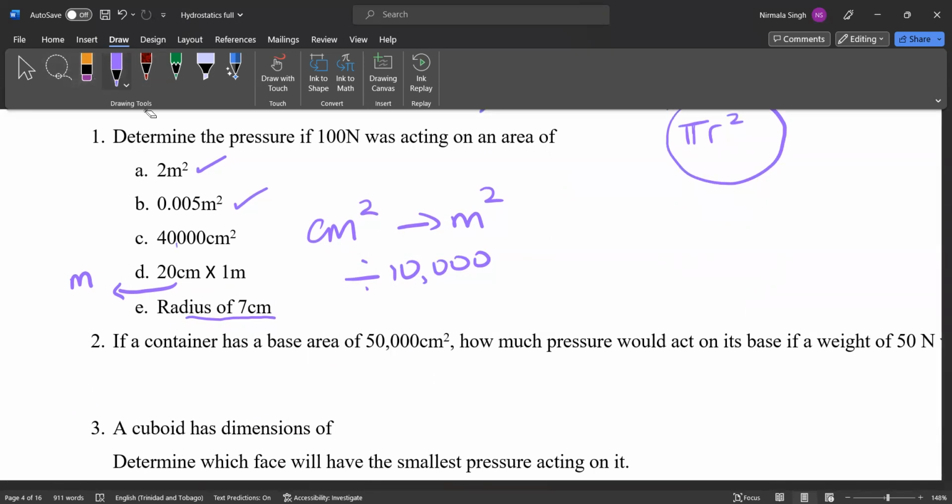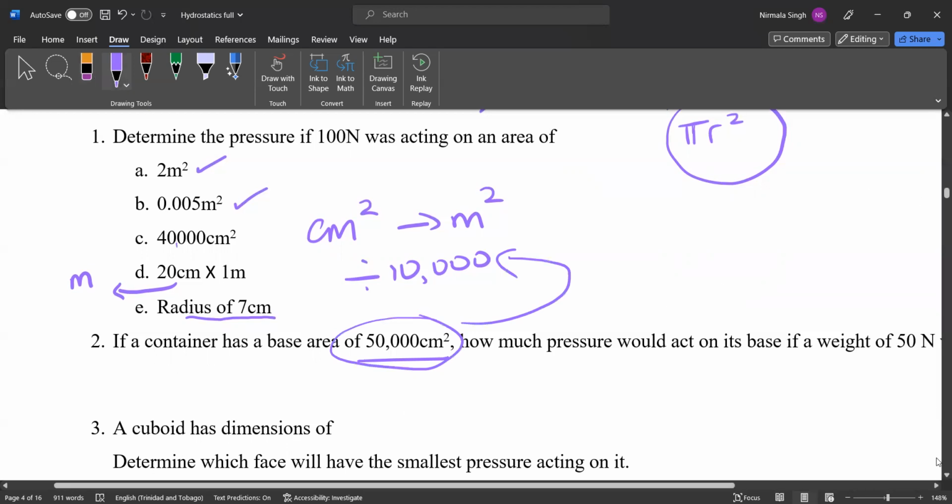This is a similar one. If a container has an area of 50,000 cm squared, how much pressure would act if it had a weight of 50 newtons? So this you'd have to convert it. Same thing like the previous question.